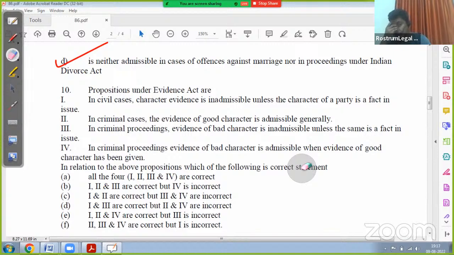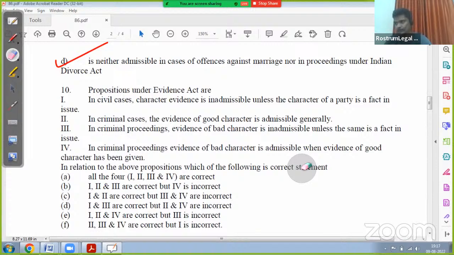Now 10th question is a little lengthy, it is talking about propositions. Propositions under Indian Evidence Act are: in civil cases character evidence is inadmissible unless the character of a party is a fact in issue. In criminal cases the evidence of a good character is admissible generally. Proposition number 3, in criminal proceeding evidence of bad character is inadmissible unless the same is a fact in issue. Proposition number 4, in criminal proceeding evidence of bad character is admissible only when good character has been given. What shall be the correct answer?